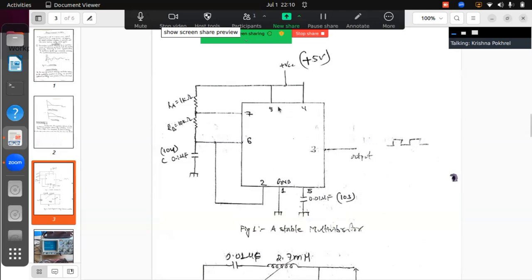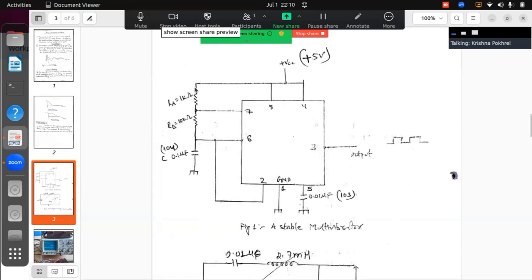Connect pins 4 and 8 and supply them to plus VCC, 5 volt. From 8 to 7 you connect 1 kilo ohm, that is the value of RA. Between 7 and 6 you connect a 10 kilo ohm resistor. The color code for 1 kilo ohm is brown, black, red. Connect 6 and 2 to each other with a jumper wire, and from there connect a 0.1 microfarad, that is a 104 ceramic capacitor, to the ground.